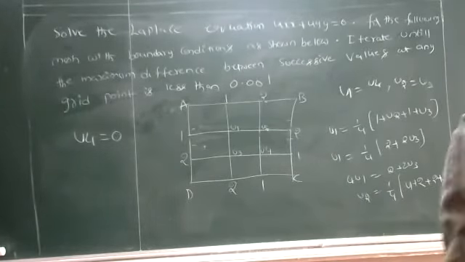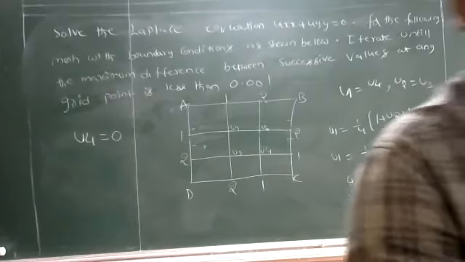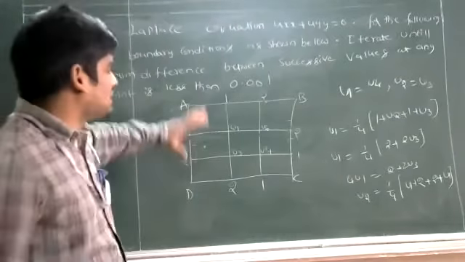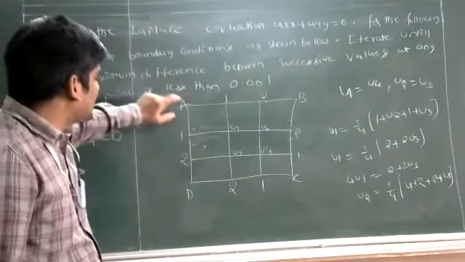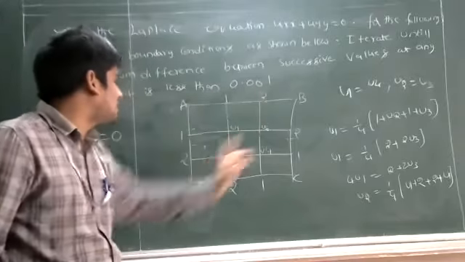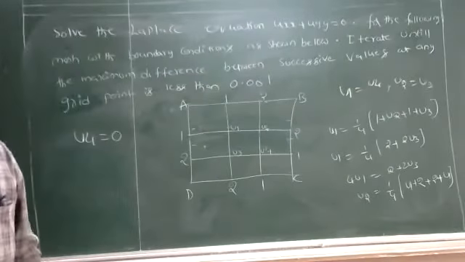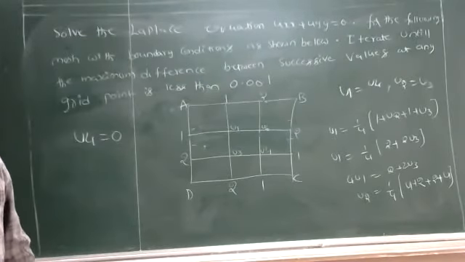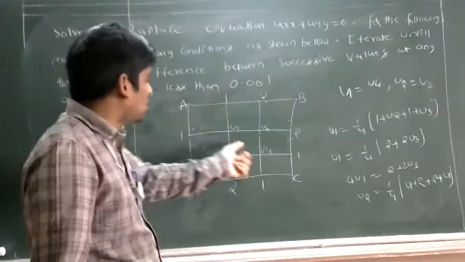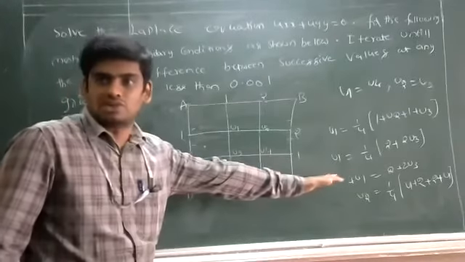So write down. This is a different problem, right? Wait a minute. Why? Because here in the boundaries A, B, C, D are unknowns. So it is not possible to consider one of the values as 0.